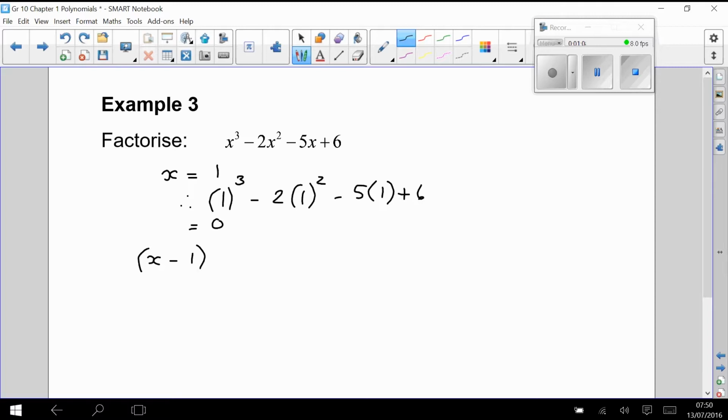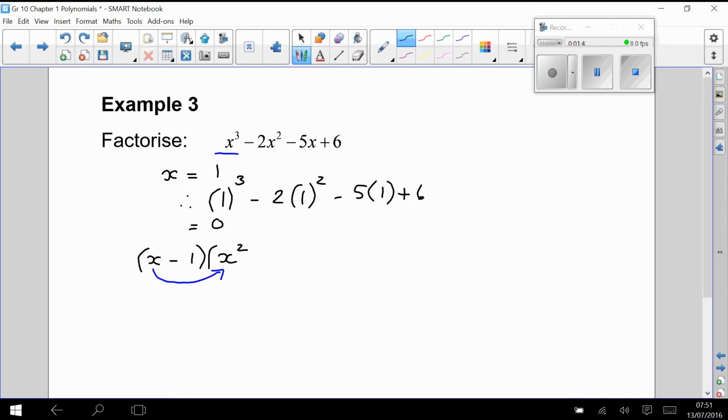Now I need to find my second factor. If my first factor is a linear factor, as shown here, x minus 1, my second factor must be a quadratic factor. Now it's quite easy to find your first term, because the first term of the linear factor times the first term of the quadratic factor must give me the first term of my original expression. That means that if I've got x, I must multiply that by x squared so that I get x cubed.